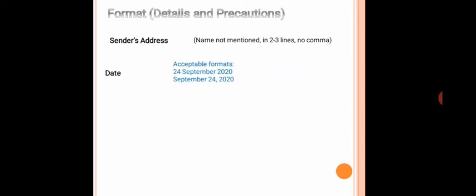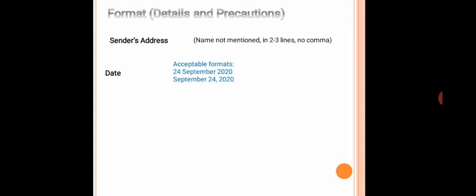Regarding date, there are 2 acceptable formats. One of these 2 formats is to be used to mention the date. For example, 24 September 2020, the name of the month in full, the digits of the year in full, or otherwise September 24, 2020. Again, the name and the year are not to be shortened, they are not to be abbreviated.